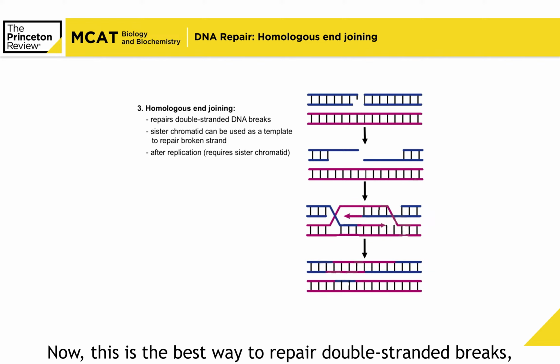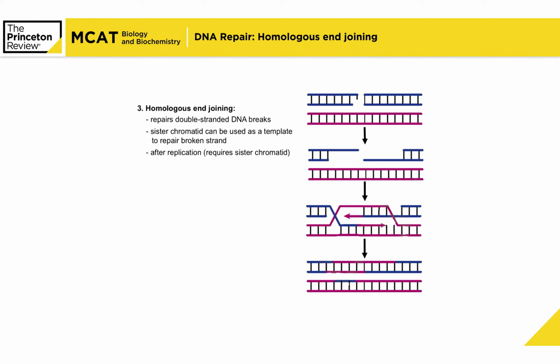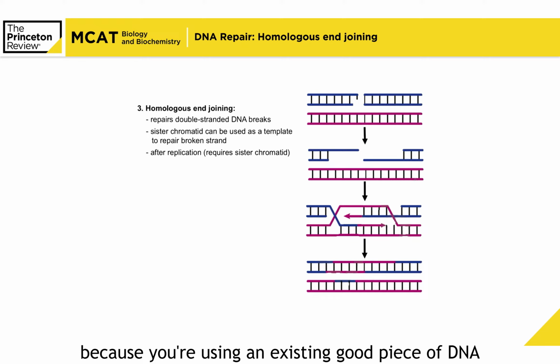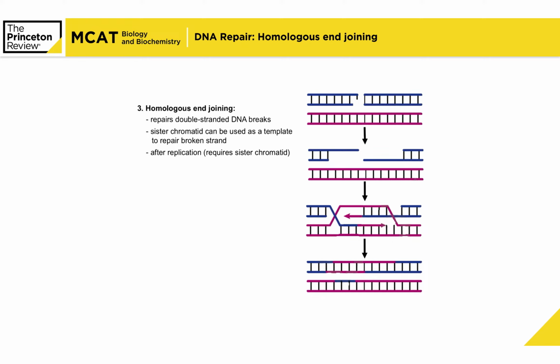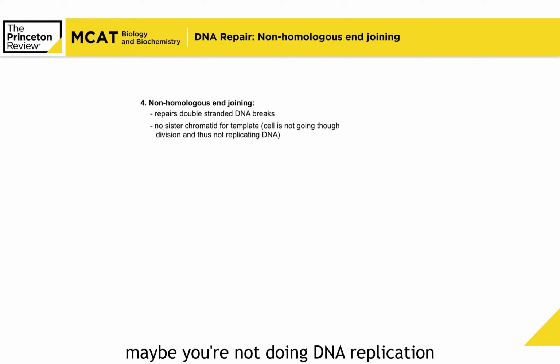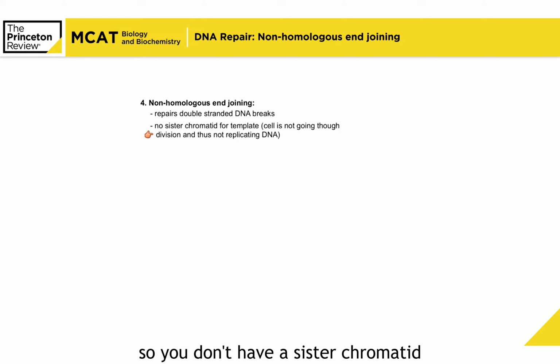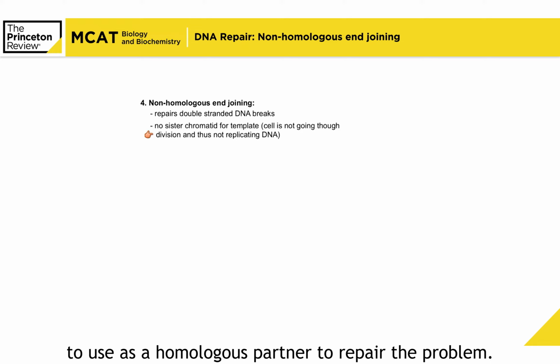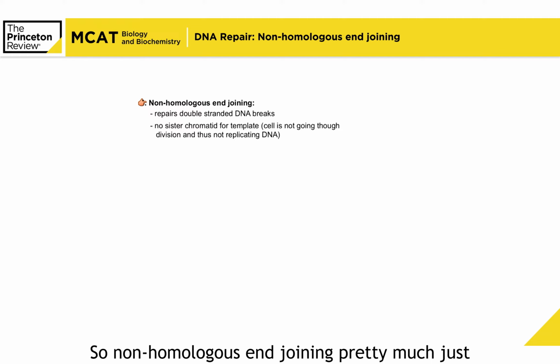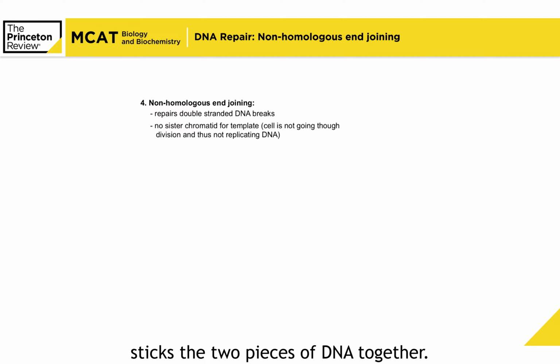Now, this is the best way to repair double-stranded breaks, because you're using an existing good piece of DNA to repair the bad piece of DNA. But if this is not possible, maybe you're not doing DNA replication because the cell's not going through cell division, so you don't have a sister chromatid to use as a homologous partner to repair the problem. So non-homologous end joining pretty much just sticks the two pieces of DNA together.